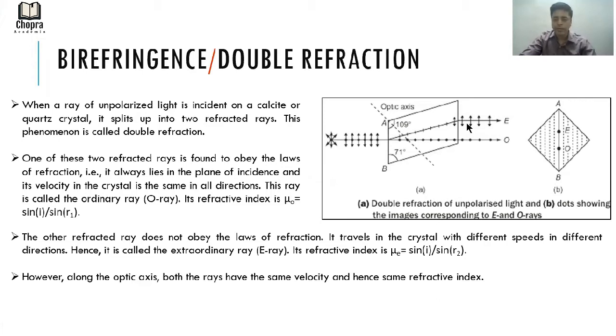So you see here, this is the important diagram when we are discussing birefringence or double refraction. Unpolarized light passes through the crystal. This is the principal section of the calcite crystal, and the unpolarized light gets divided into two plane polarized lights. One is called the E ray and one is called the O ray. This is the diagram explaining the double refraction.